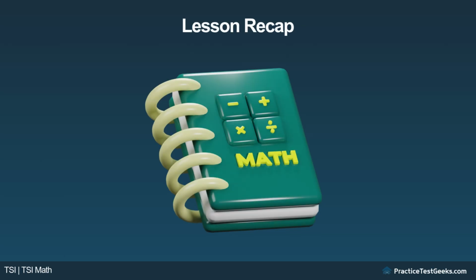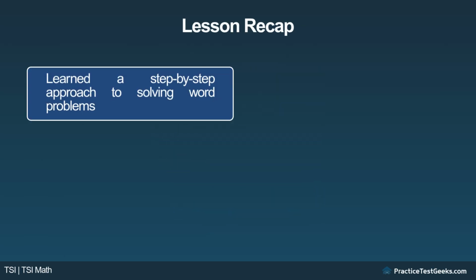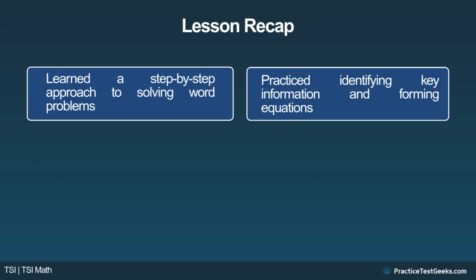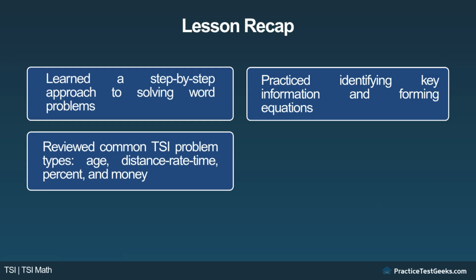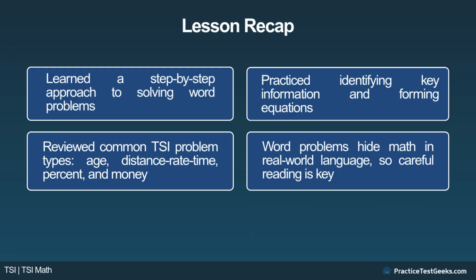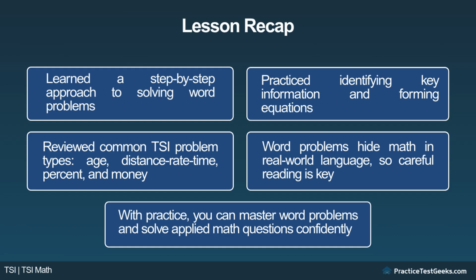Let's review what we've covered. This lesson taught you how to approach word problems step by step: identifying key information, choosing the correct operations, and forming equations. You practiced applying strategies to common TSI question types, including age, distance rate time, percent, and money problems. Word problems often hide the math inside real-world language, so reading carefully and checking your logic is crucial. With practice and patience, you can master word problems and confidently tackle any applied math question on the TSI.